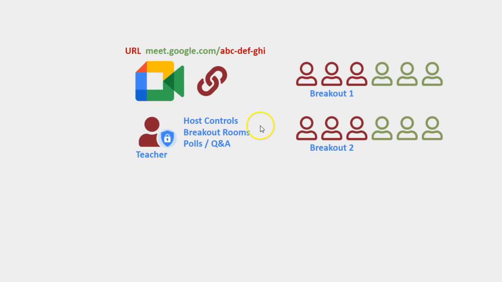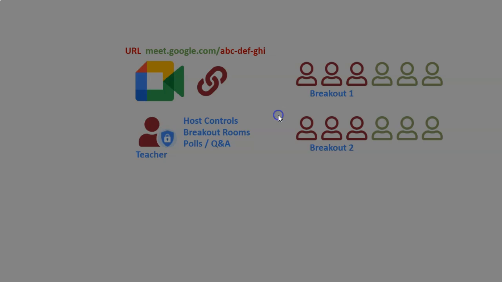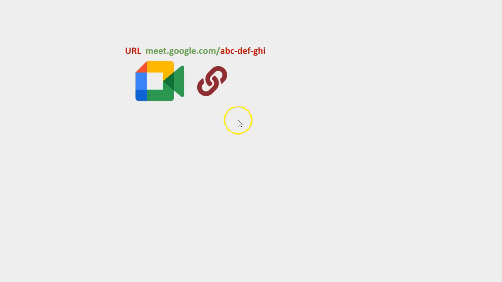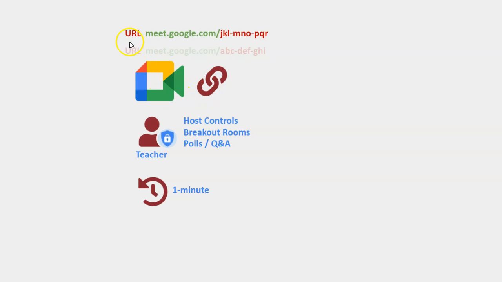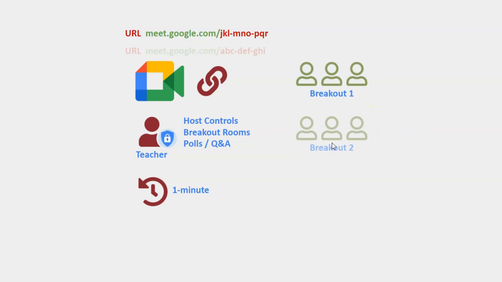Well, what you'll need to do, again, at the end of the class period, is close that link or close that Google Meet, and then wait at least a minute again, and this URL is going to deactivate. And now when you click the link and open it, it actually creates a new URL. And now when your second period students come in, those breakout rooms will have reset, and you'll no longer see your first period students listed in those breakout rooms.